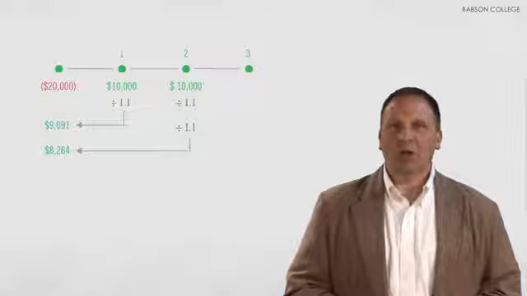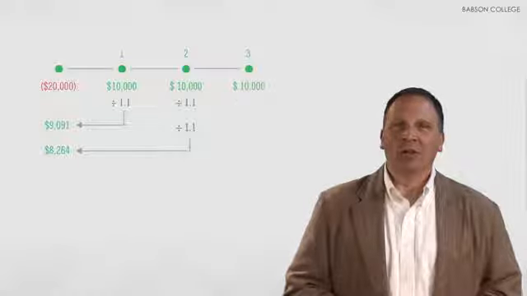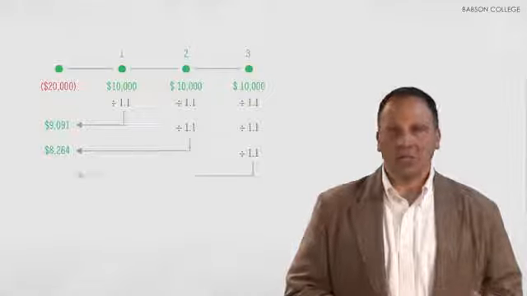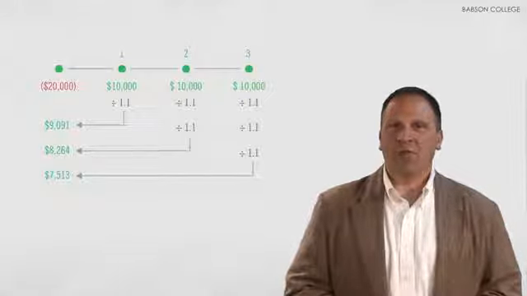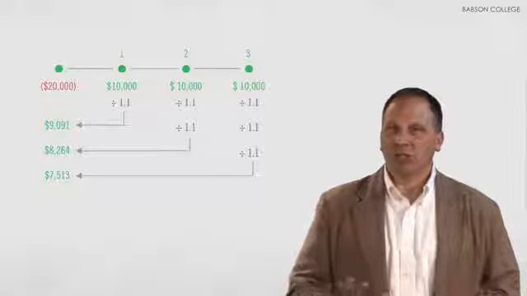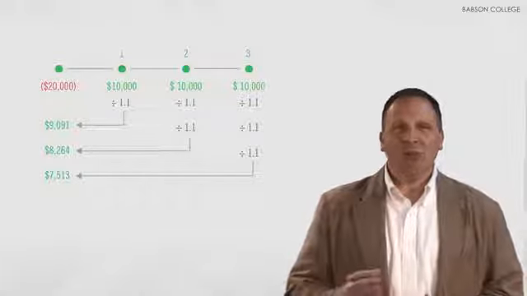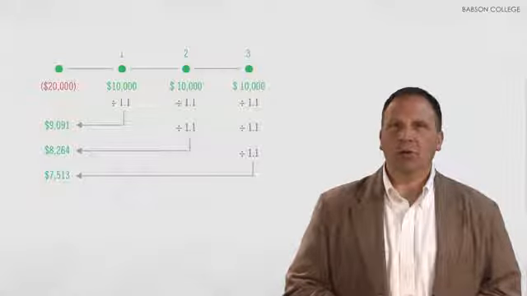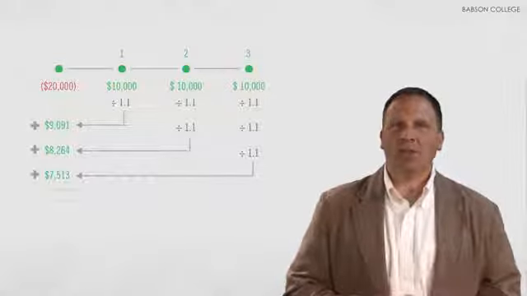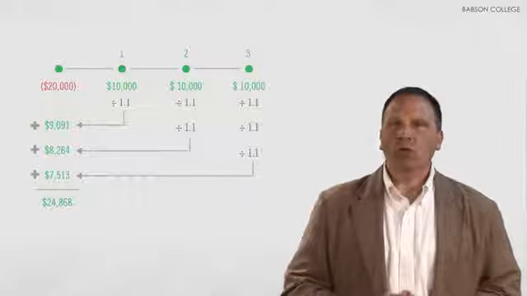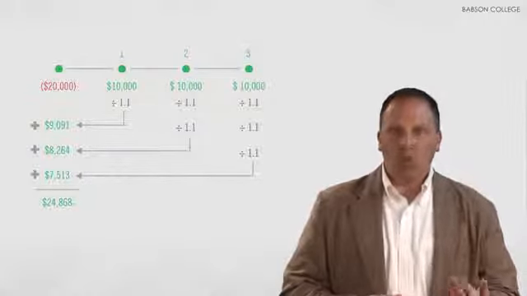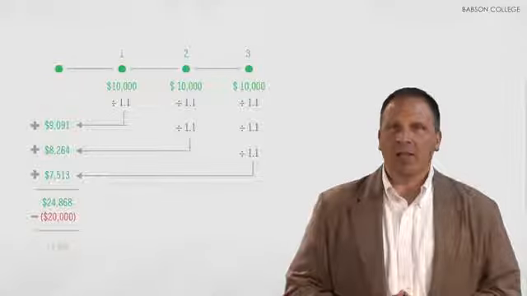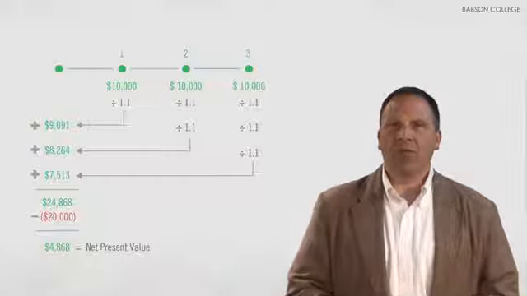The year 3 cash flow is a final $10,000 inflow. This one occurs 3 years from now, so we divide it by 1.1 3 times and end up with a present value of $7,513. So where do we stand? We have an initial outflow of $20,000 and present values of the 3 future inflows sum to $24,868. So the true value created from the project is $24,868 minus $20,000 or $4,868. This is called the project's net present value.